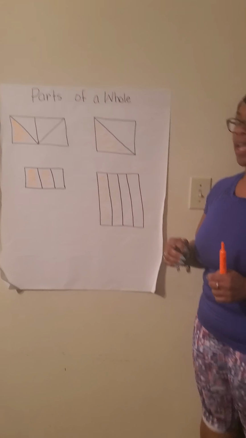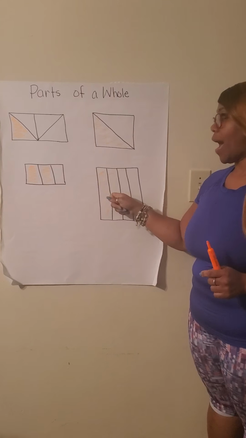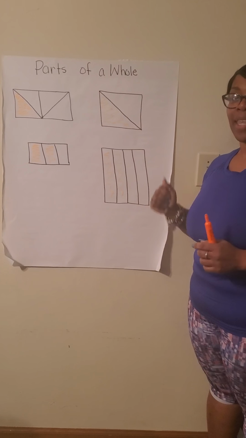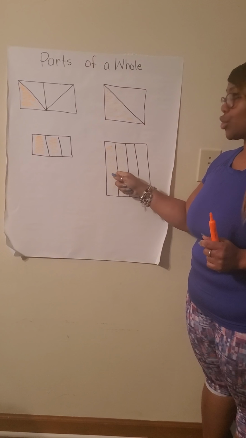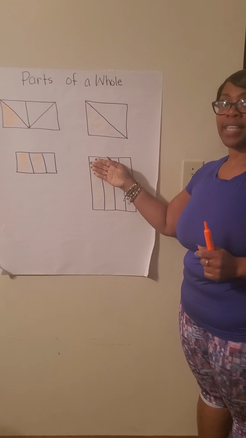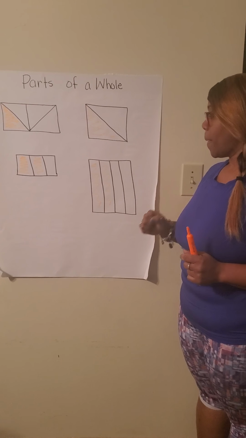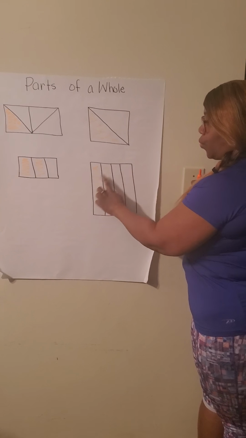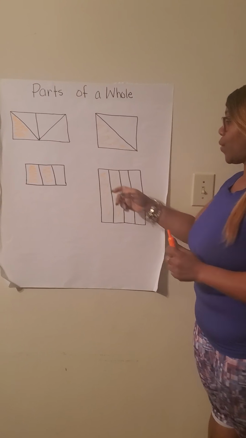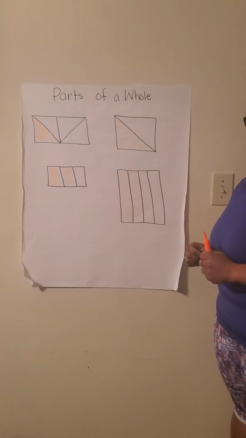How many sections do we have? 1, 2, 3, 4. I shaded in how many? 2. So we could say this 2 different ways. We could say 2/4 of this shape is shaded in, or we could say half of this shape is shaded in. Correct? Because half of 4 is what? 2. So we could say 1/2 or 2 out of the 4 are shaded in.